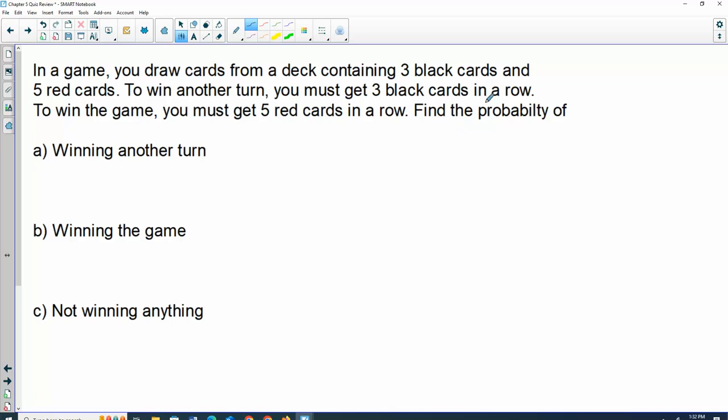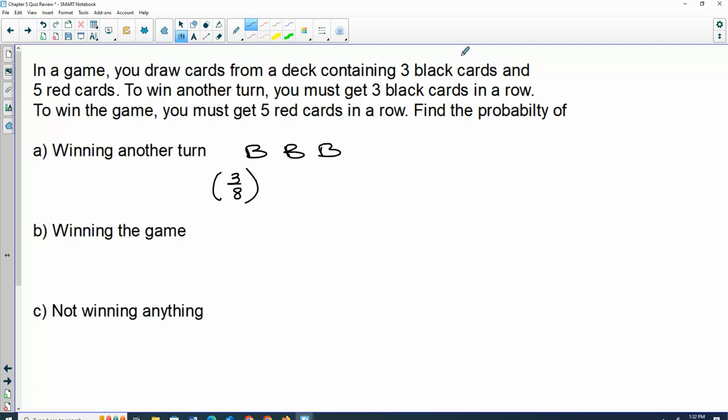In a game, you draw cards from a deck containing 3 black cards and 5 red cards. To win another turn, you must get 3 black cards in a row. To win the game, you must get 5 red cards in a row. Find the probability of winning another turn. How do you get another turn? So I have to get black, black, black. Okay, what's the probability my first one is black?